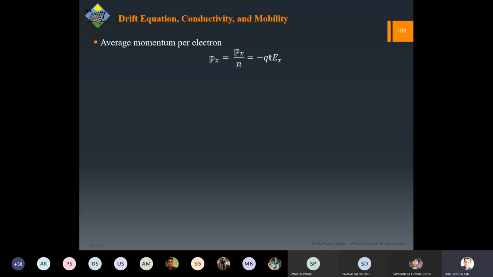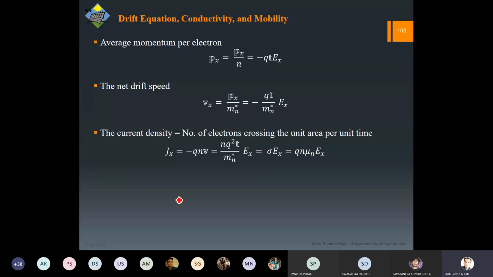You can take the average of that, because you know that there is a number of electrons, and then the net speed. If you divide that momentum by mass, you get the net velocity. And this P you can substitute in terms of this QTEX, which is in terms of this electric field, and we know that the current density will be proportional to the number of electrons passing through whatever area we are considering per unit time. So this will be Q into N into V.